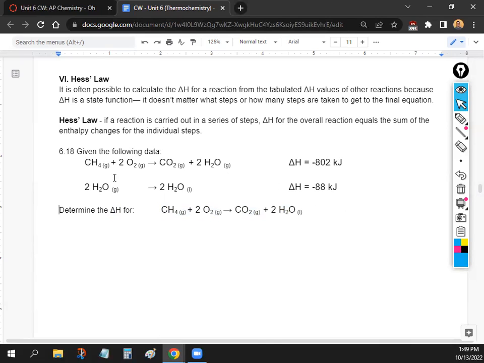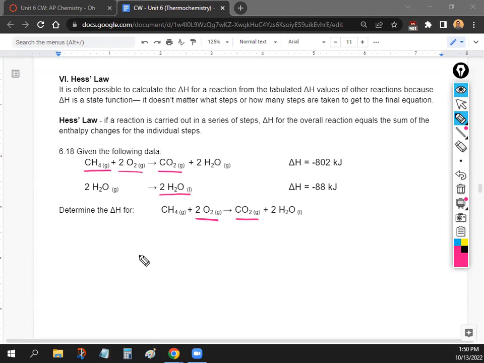So first thing that you want to do is identify what you want to keep and what you want to get rid of. Okay, so we're trying to find the enthalpy change for this reaction, right? So we want all of these molecules, but anything in the steps that isn't at the very end, we want to get rid of it. Okay. So let's start with CH4. So CH4 gas, we want to keep CH4 gas, okay? Oxygen gas, we want to keep oxygen gas. CO2 gas, we want to keep. And liquid water, we want to keep. So these are the 4 things we want to keep.